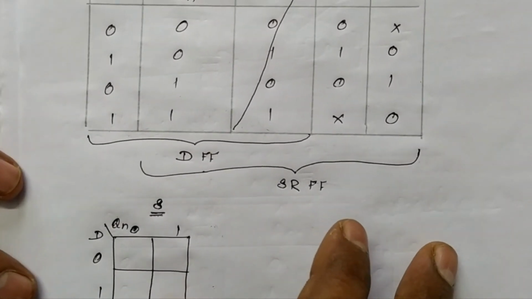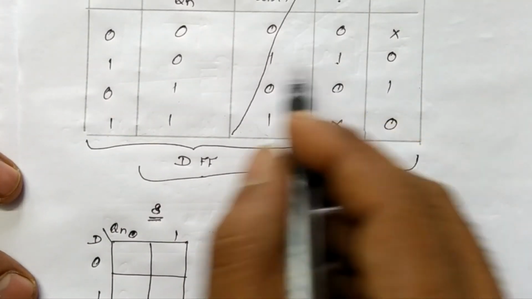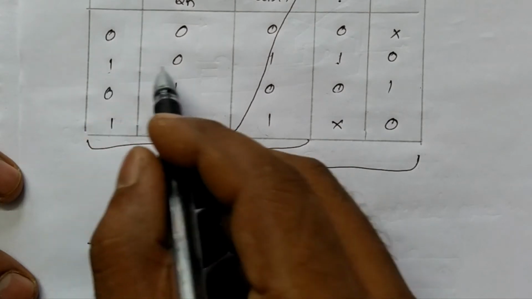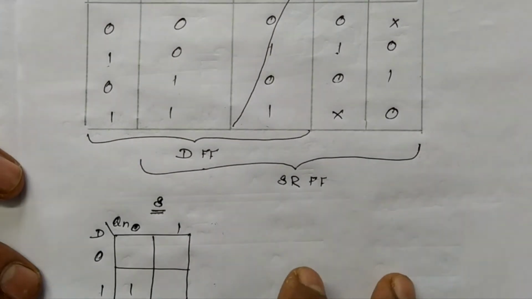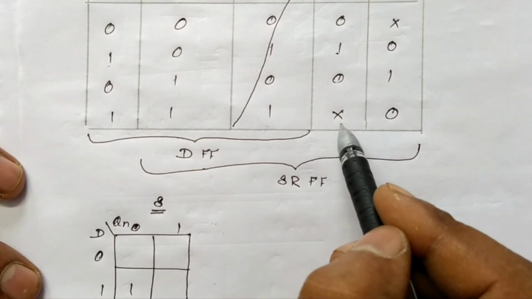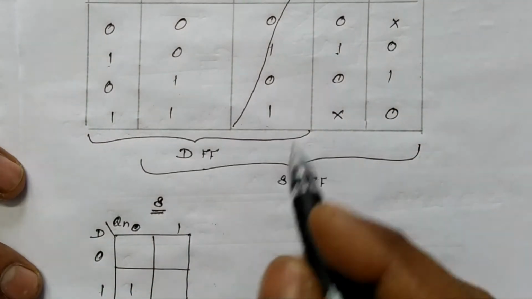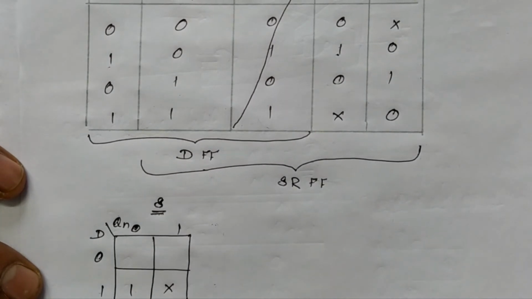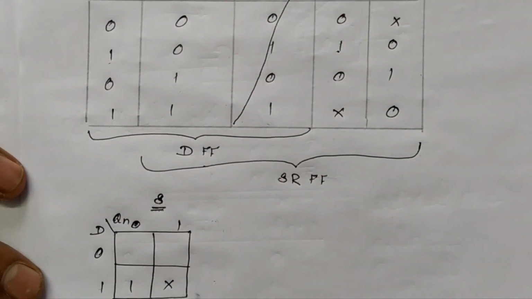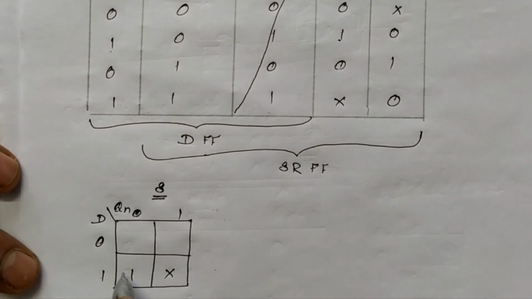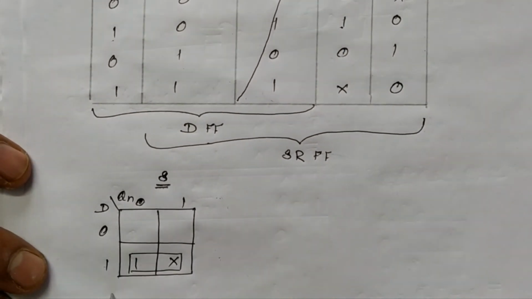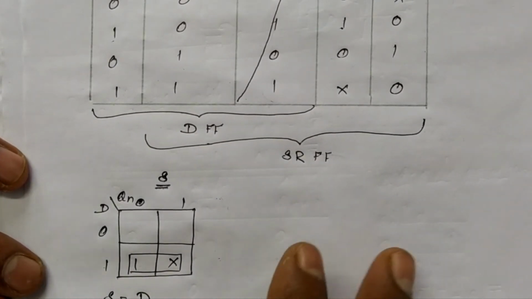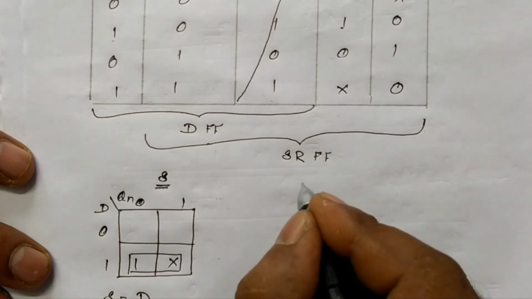So for S, here we are having 1, the respective input is 1 0 1 0, therefore here we need to make this 1. Then likewise here we are having don't care, the respective input is 1 1, therefore here we are having 1 1. Therefore we can group it as a pair, and the value of S is equal to D.